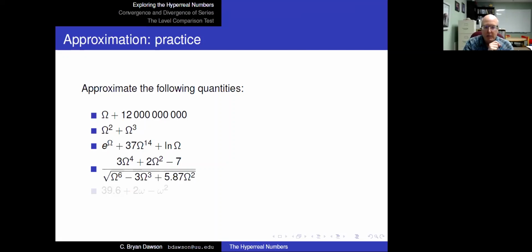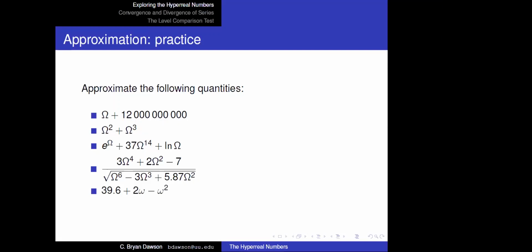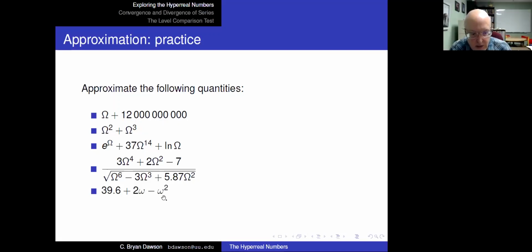So 3 capital omega. Now, it is legal to approximate under a square root, so that denominator is approximately square root of omega to the 6th, which would be omega cubed. And then you get 3 omega, or your capital omega, when you're done. Okay, what about this final one? $39.6. Right, because the other numbers here are infinitesimal.